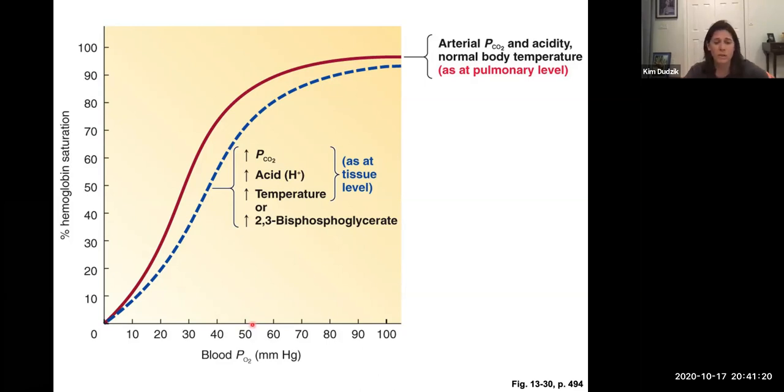What if the partial pressure is 50? And you should go up, up, up until you hit the curve. Oh, now it's about 85. Okay, so you do need to be able to read the graph like this.